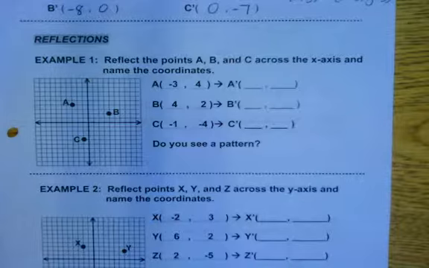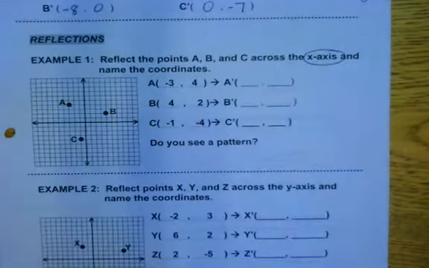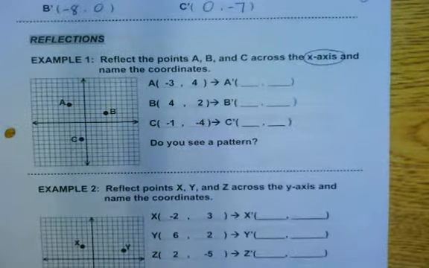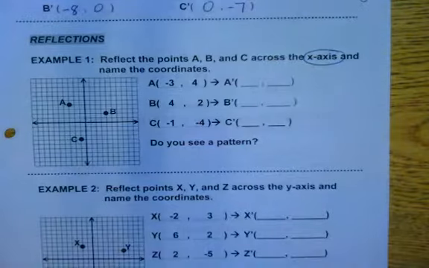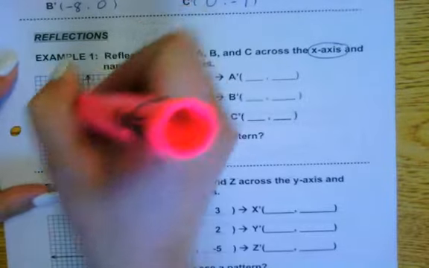Alright, reflections. Reflect the points A, B, and C across the x-axis and name the coordinates. Again, I want you to get into the habit of circling and highlighting like we did with rotating triangles and rectangles around axes. Remember, we highlighted so we wouldn't make a mistake. So we're going across the x-axis.